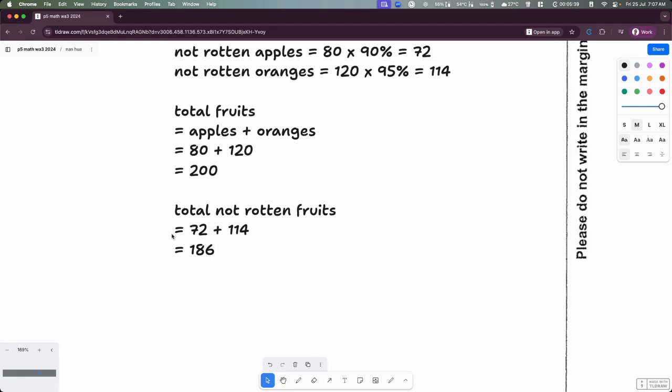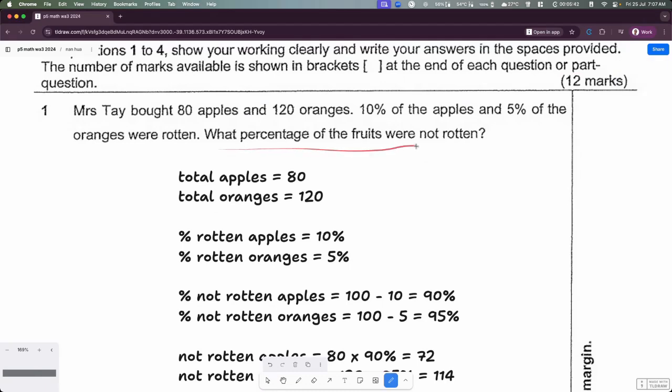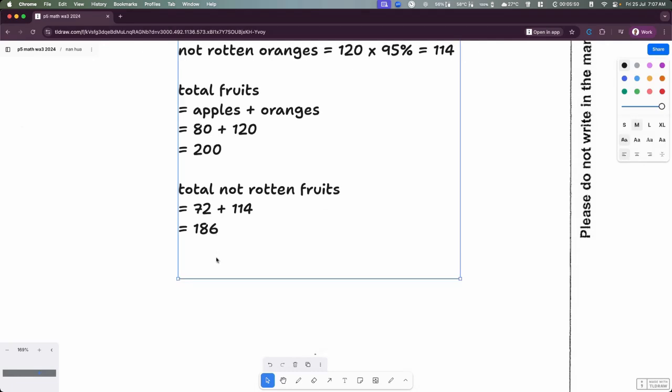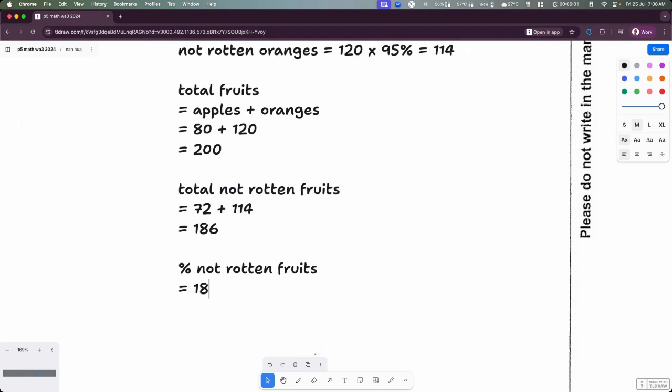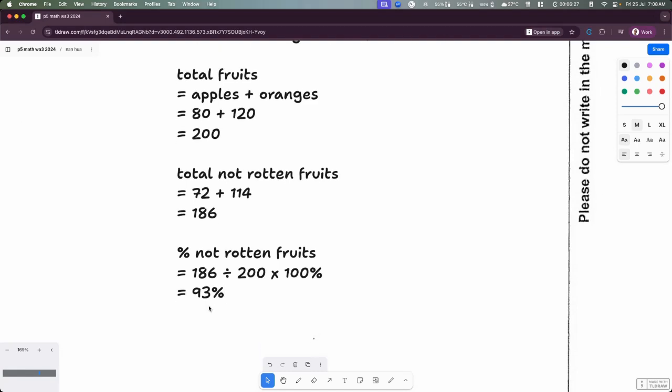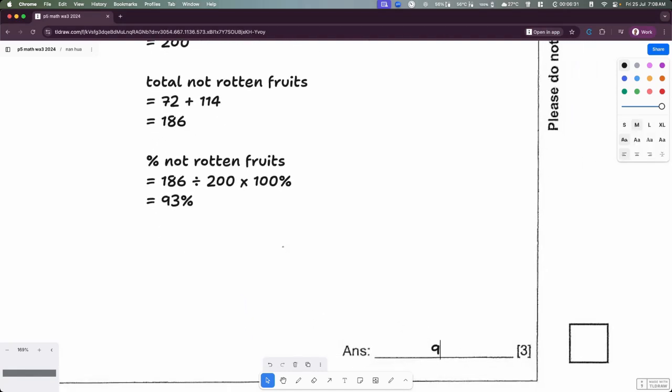So now we want to get the percentage. So the question asks about the percentage of the fruits that were not rotten. So we know the total not rotten fruits and the total fruits. So what we're going to do is say percentage of not rotten fruits is equal to the not rotten fruits 186, and then we divide it by 200 times 100%. So we're going to use the calculator again. 186 divided by 200, times 100. This gives us 93%. Therefore, the percentage of the not rotten fruits is 93%.